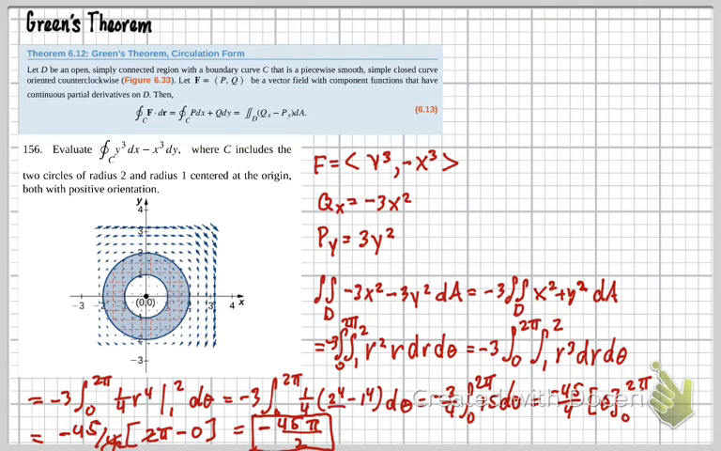-45 pi over 2. And again, we can deal with Green's theorem with holes as long as we look at the path in a different way.